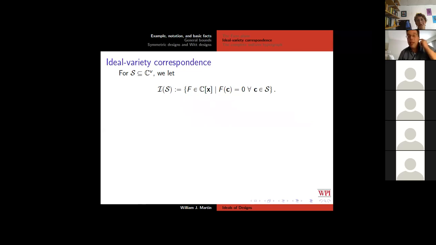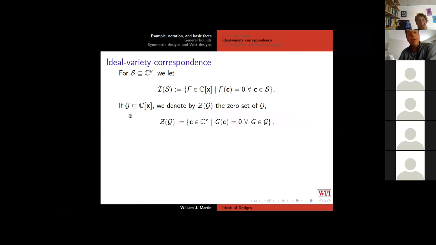So there's some basic notation and some basic facts from commutative algebra or algebraic geometry, whichever you like, some basic things that you might know from your ring theory. First, if script S is a set of points in space, the ideal of S is the set of all polynomials in V variables which vanish at each of those points. In the other direction, if G is a set of polynomials, we define script Z of G to be the set of zeros, the set of points in V-dimensional space such that all of those polynomials in the generating set vanish at that point.